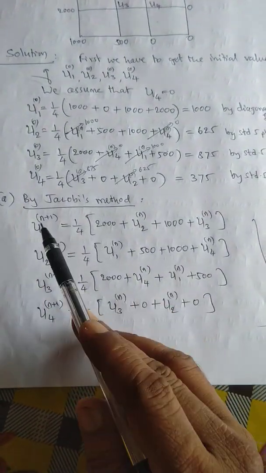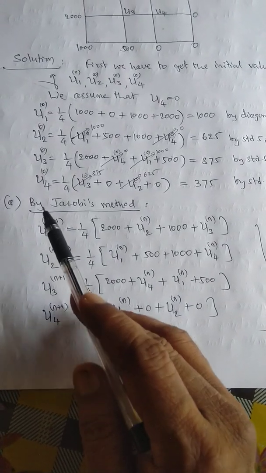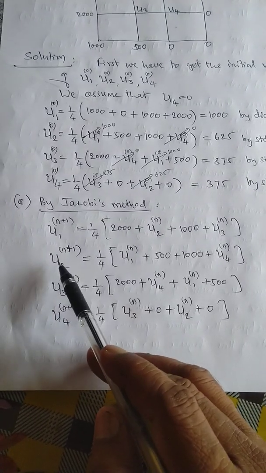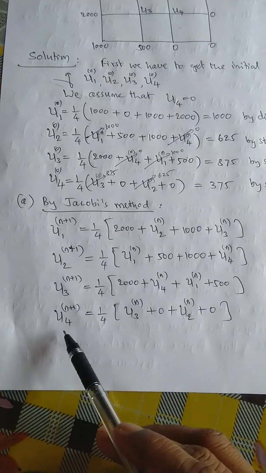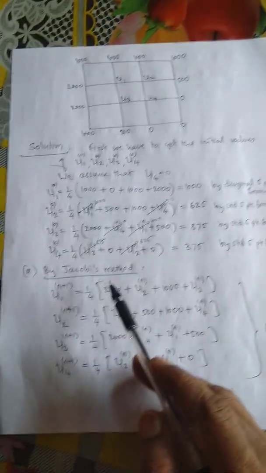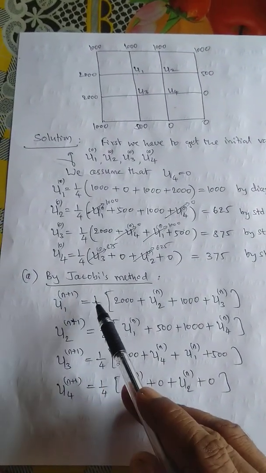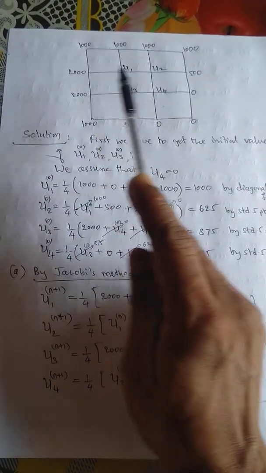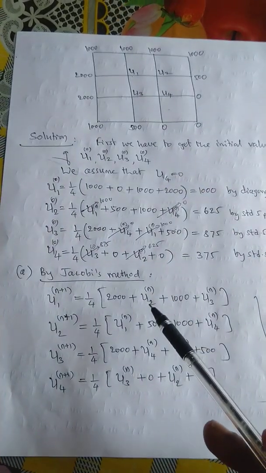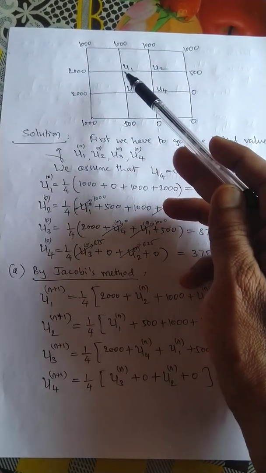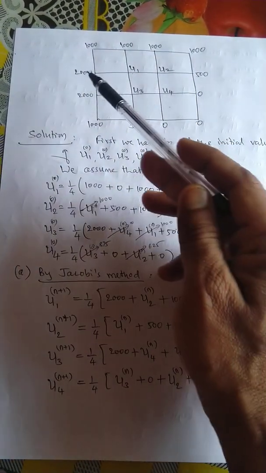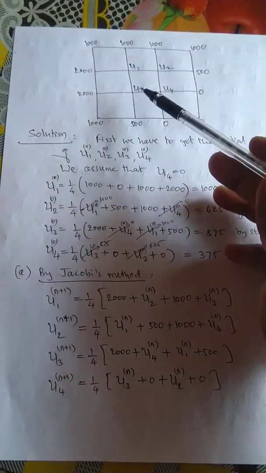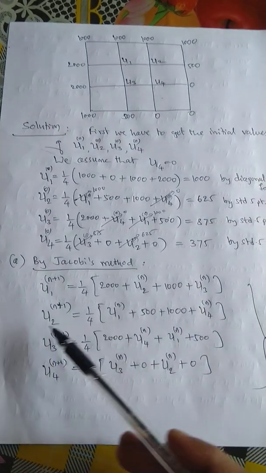By Jacobi's method, we have the (n+1)th iterates of U1, U2, U3, U4. U1 (n+1) is equal to 1 by 4 of this, that is 2000 plus U2 n plus 1000 plus U3 n.